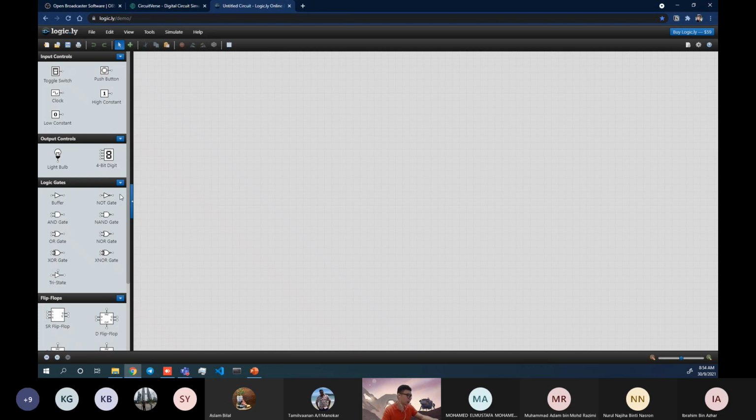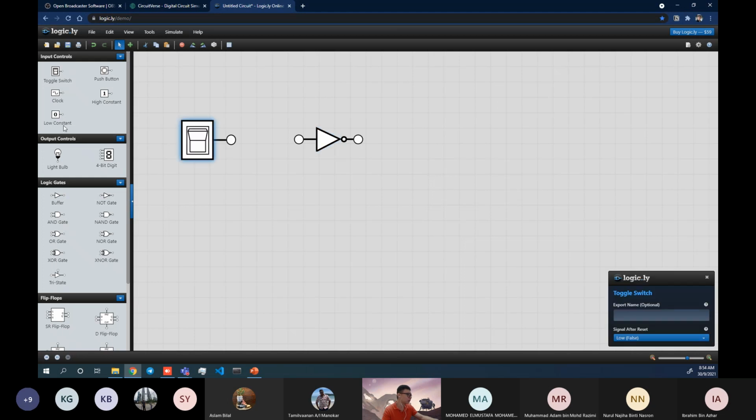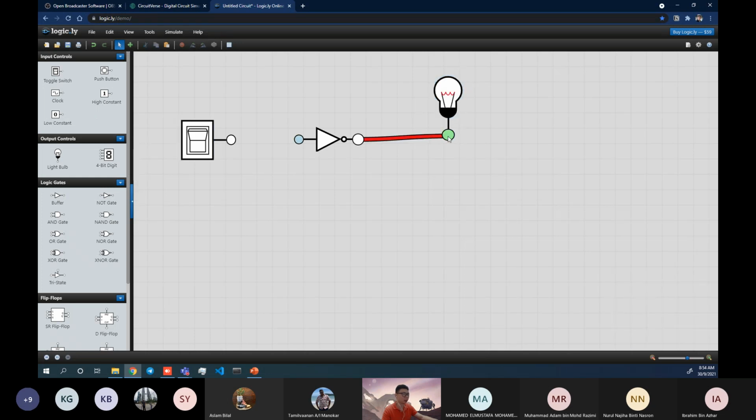So you also have this NOT gate, and you have this one, the push button. You have something called a toggle switch, and you also have this push button, and then you also have this output. I'm going to put a light bulb here. This toggle switch is going to change the state between 1 and 0. So this is just going to invert the state. So you can construct any logic combination as well.